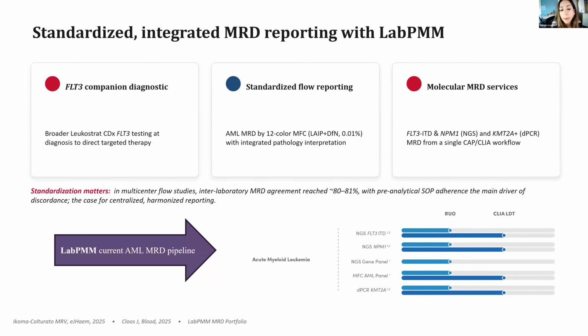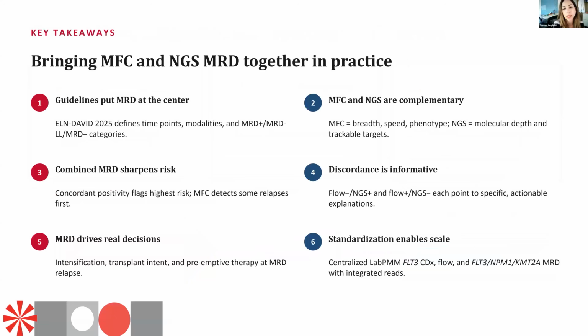In terms of what LabPMM currently offers for AML MRD, they have a really nice diagnostic FLT3 assay that is capillary electrophoresis based for baseline. They have the standardized flow cytometry, a 12-color flow cytometry panel that looks for leukemia-associated immunophenotypes and deviation from normal with a sensitivity of 10 to the -4. And then they offer FLT3-ITD, NPM1, and KMT2A MRD testing. The first two by NGS and then KMT2A by ddPCR, and these are highly sensitive assays and currently available clinically.